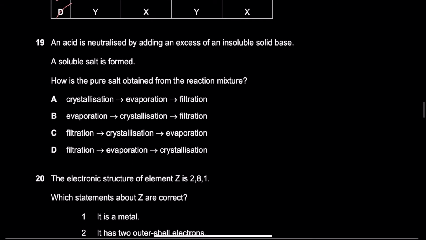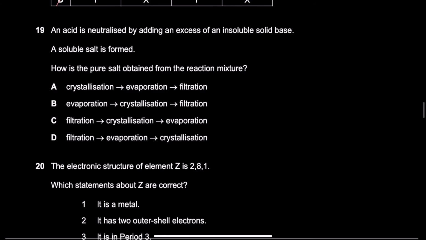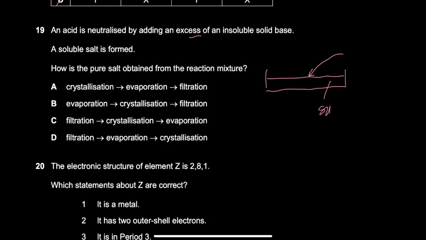An acid is neutralized by adding excess of an insoluble base. So you had an acid here, you added excess of insoluble base, so this became, and it says a soluble salt is formed. So this is all a soluble salt now, but since it was an excess of an insoluble base, a chunk of it would remain because it was an excess. And what is an excess? Any substance, the reactants, which remain after the reaction is over. So this will remain. So what are you going to do to obtain this pure salt now?